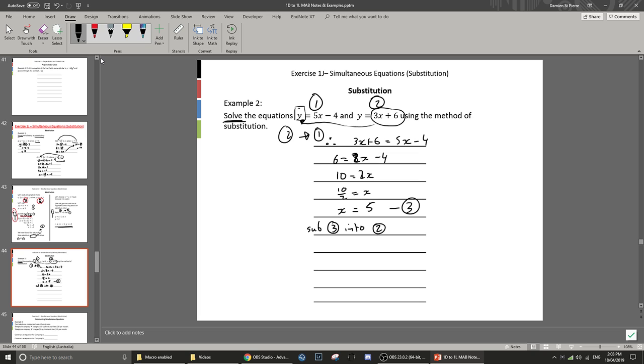Coefficient smaller. So we get y is equal to 3, putting in our 5 plus 6y is equal to 15 plus 6y is equal to 21. And if we substituted 5 into this one, we should get the same answer. So 5 times 5 is 25, take away the 4, gives us 21 again. So that works. So tick, tick. Lovely. Okay.